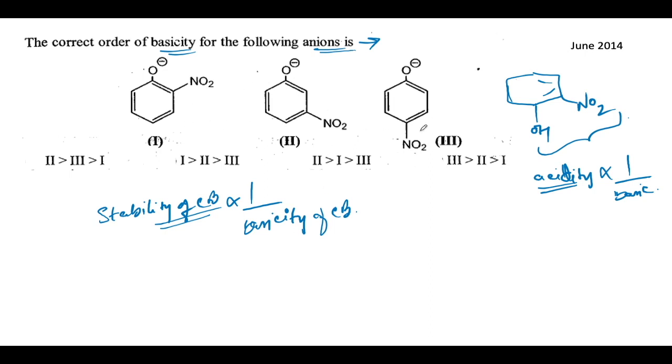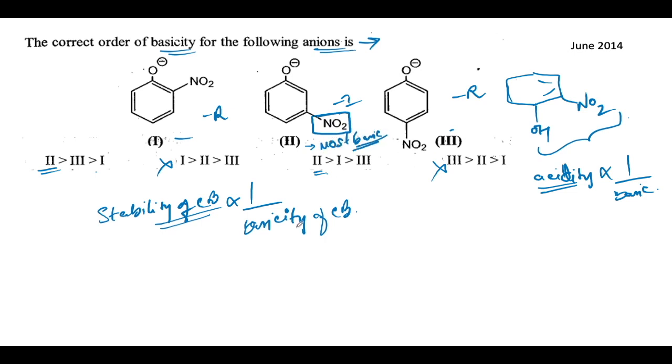So let's look at all of these anions. If you just go by the stability, you will say that option 1 and option 3 are going to be more stable. Why are they more stable? Because there is the minus R effect of nitro in both the ortho and para positions. In option 2, it is only the minus I effect which is going to work. So 2 is going to be the most basic, which is present in options A and C. So B and D are wrong because 2 is going to be the most basic.